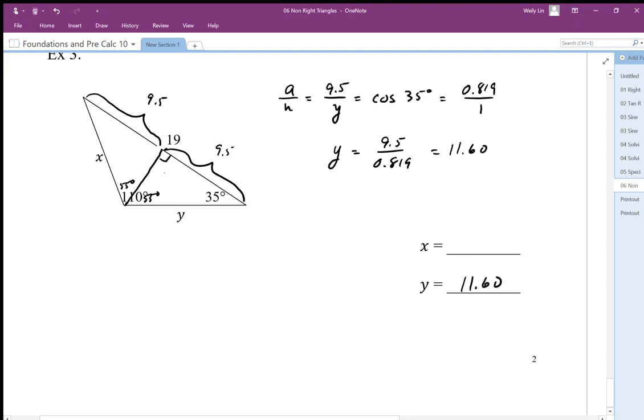Because of the symmetry of this, we know that this angle works out to be 35 degrees. Okay, and the x length is exactly the same as y. Okay, this is an isosceles triangle.